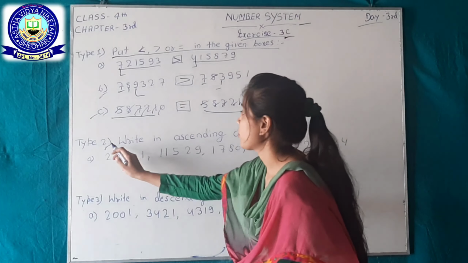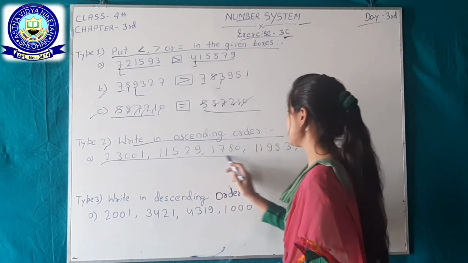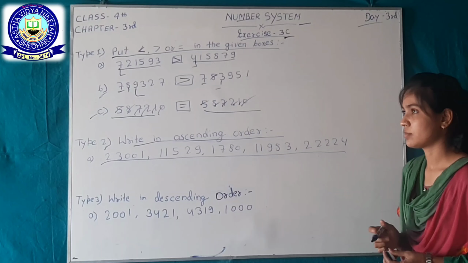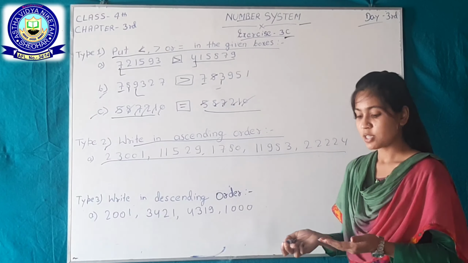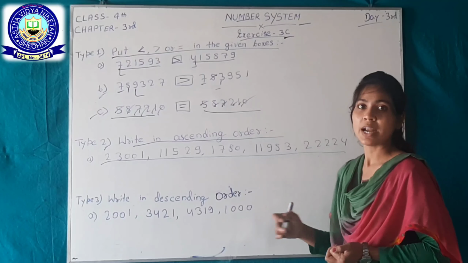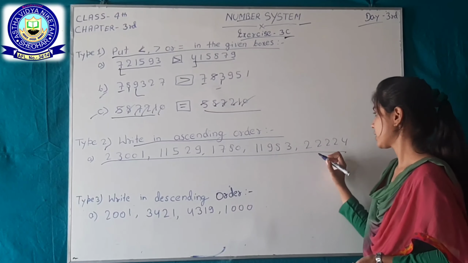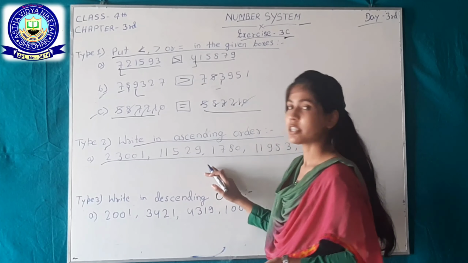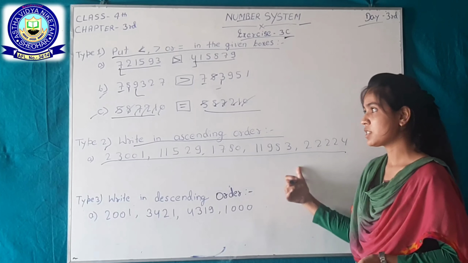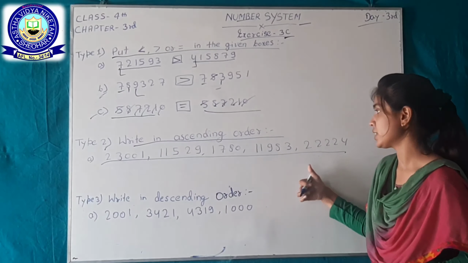And here is your type 2 question, write in ascending order. You have to write these numbers in ascending order. We all know in ascending order, first of all we have to write the smallest number of the given series and in last we have to write the largest number of the given series. So in this series you have to find out which one is the smallest number and which one is the largest number.